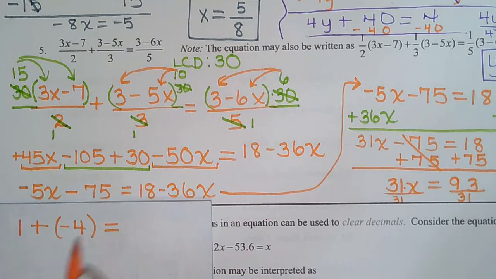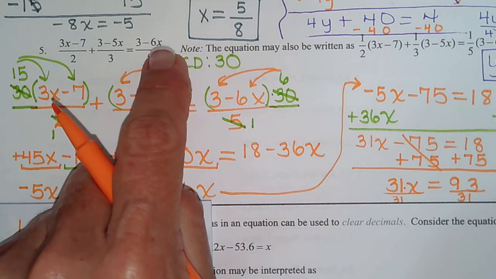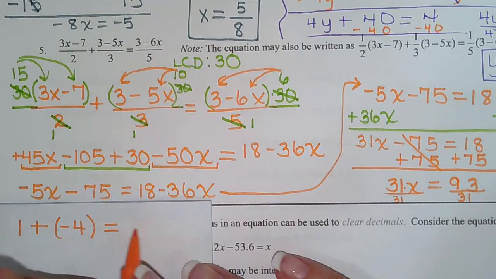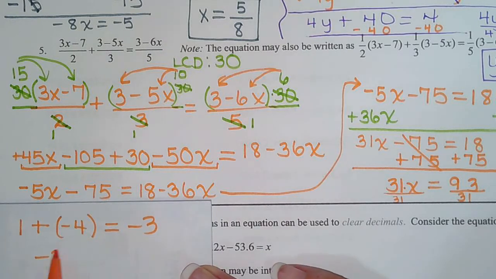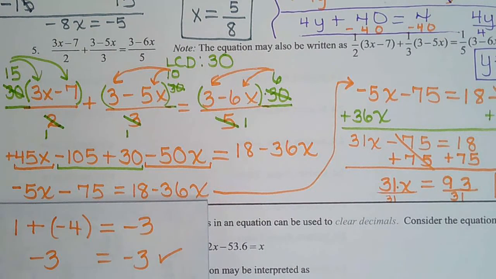And then, let's see what we get on the next one. 6 times 3 is 18. So 3 minus 18 is negative 15 over 5 is negative 3. So negative 3 on the left, negative 3 on the right. Boom. So even though it's super ugly, I can still check it easily.